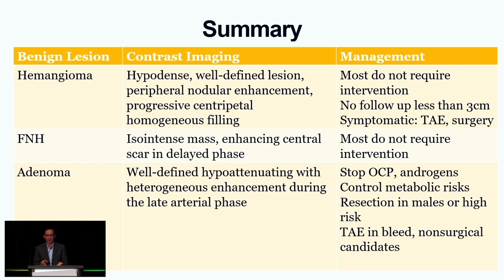FNH, surprisingly common. It's your second most common lesion, basically normal hepatocytes, just disordered arrangements. It's an isodense mass, with an enhancing central scar in 50% of the cases. Most do not require intervention. Adenoma, well-defined, hypoattenuating with heterogeneous enhancement during late arterial phase, and no uptake of gadolinium-based contrasts. Stop oral contraceptives, androgens, control metabolic risk factors, but do not relax. Unless it goes away, resection in male or high risk, and transarterial embolization if there's bleeding or for non-surgical candidates.